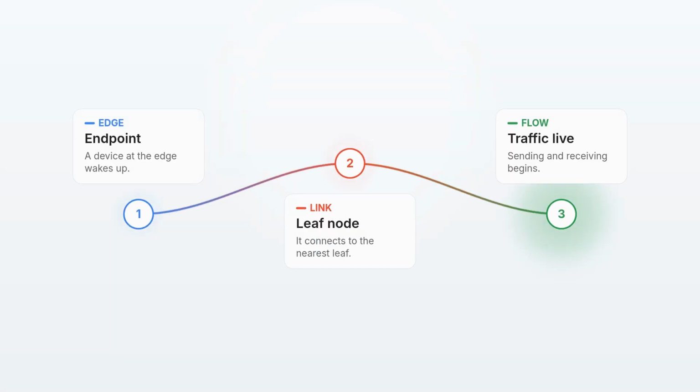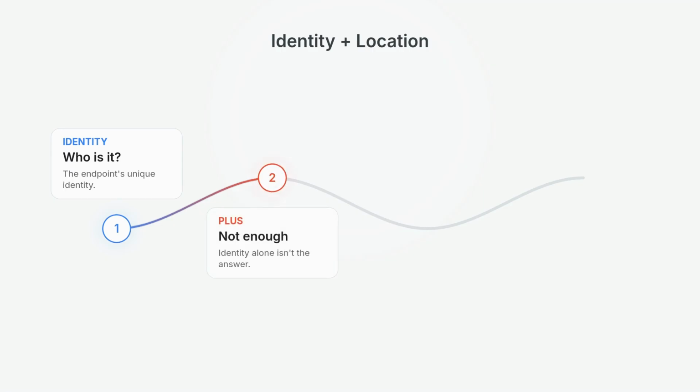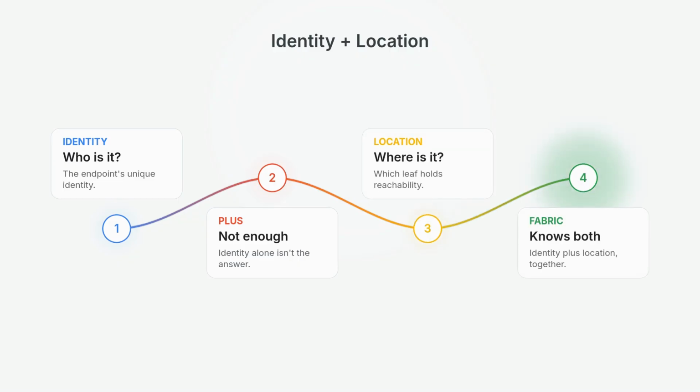Start at the edge. An endpoint attaches to a leaf and starts sending traffic. That leaf learns the endpoint is locally attached. In simple terms, it knows this device is a workload that lives here. The key isn't just identity, it's identity plus location. The fabric needs to know what the endpoint is and which leaf currently owns reachability to it.